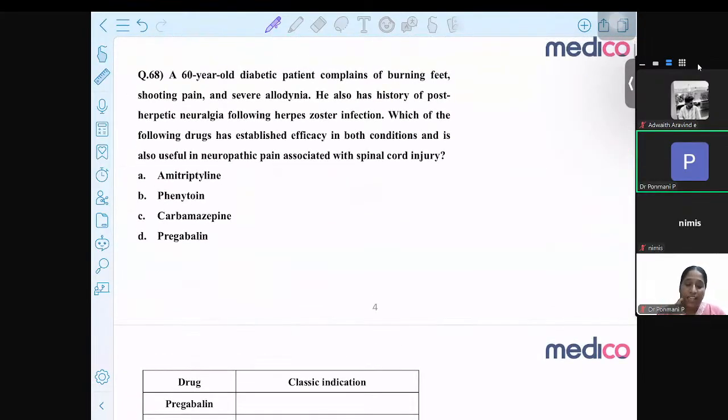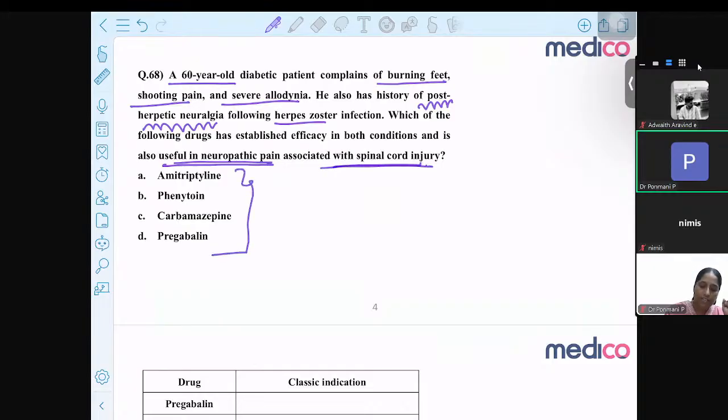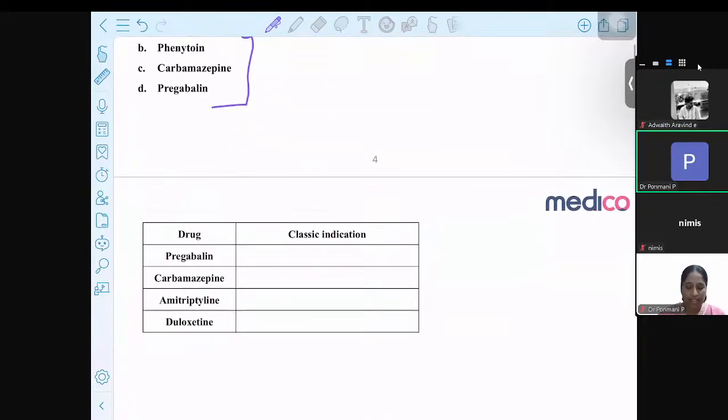Now coming to the next question. A 60-year-old diabetic patient complains of burning feet, shooting pain, and severe allodynia. He also has a history of post-herpetic neuralgia following herpes zoster. So the question is, which drug is useful in neuropathic pain which is associated with spinal cord injury? So they have given a list of drugs. So we will see what these drugs are.